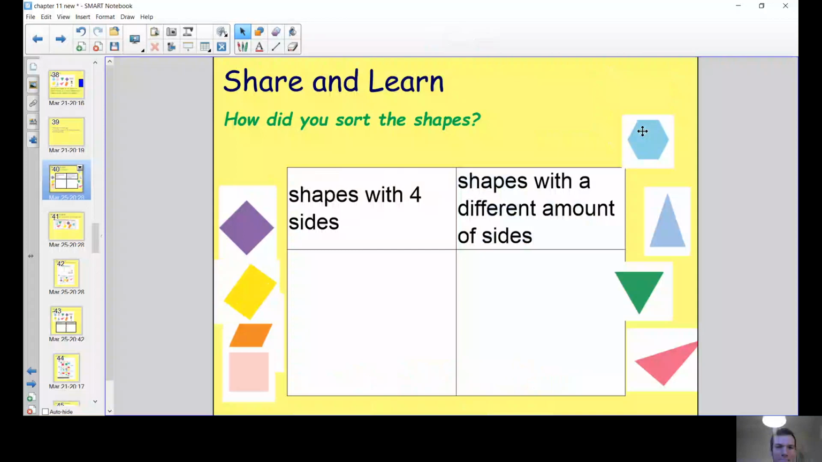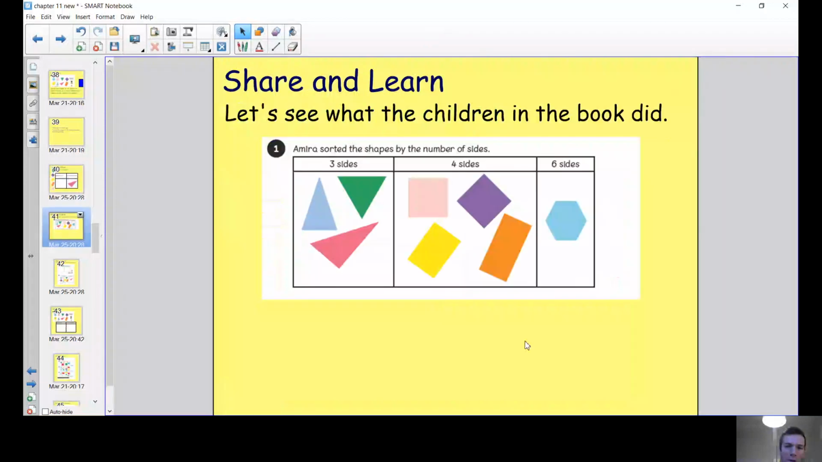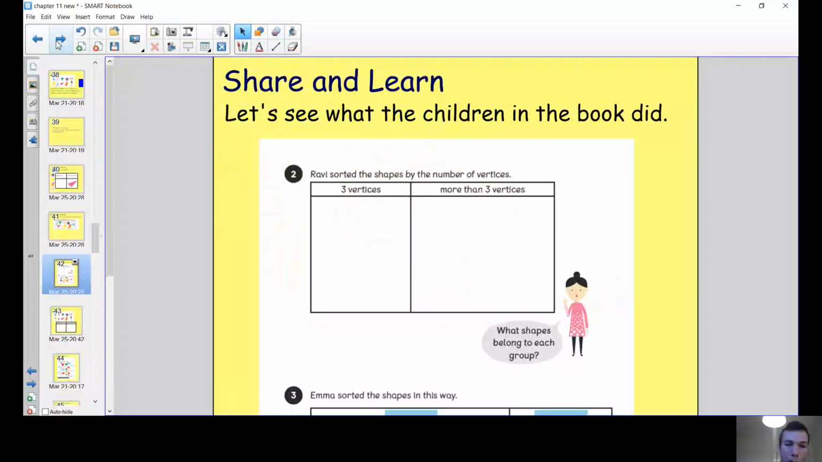Okay, moving on. I like what Amira has done here, because she took my idea of the amount of sides, but she was even more detailed, and she said shapes with 3 sides, shapes with 4 sides, and shapes with 6 sides. She added an extra way to sort these out. Ravi sorted the shapes by the number of vertices.